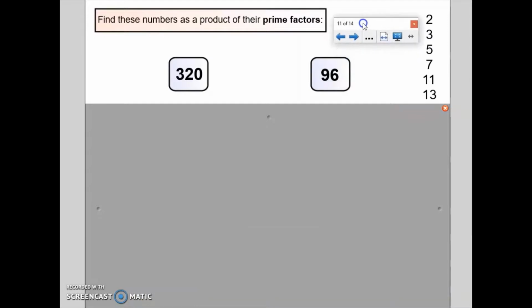Okay, there's another question for you to have a go at here. Again, could you answer this question in the same way we did the previous example? If you could prime factorize both of these numbers, draw out a Venn diagram and use that Venn diagram to find your highest common factor and lowest common multiple. Could you pause the video now, please?